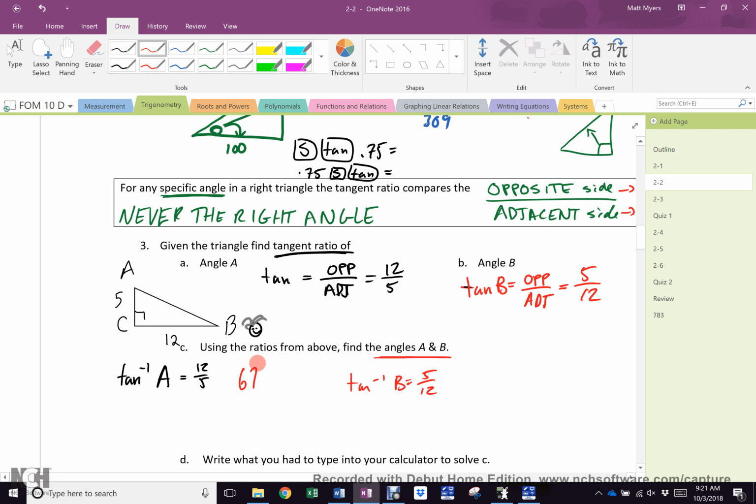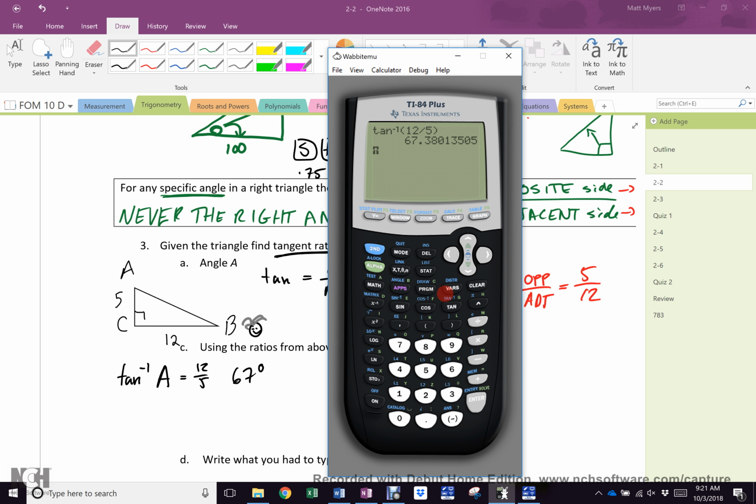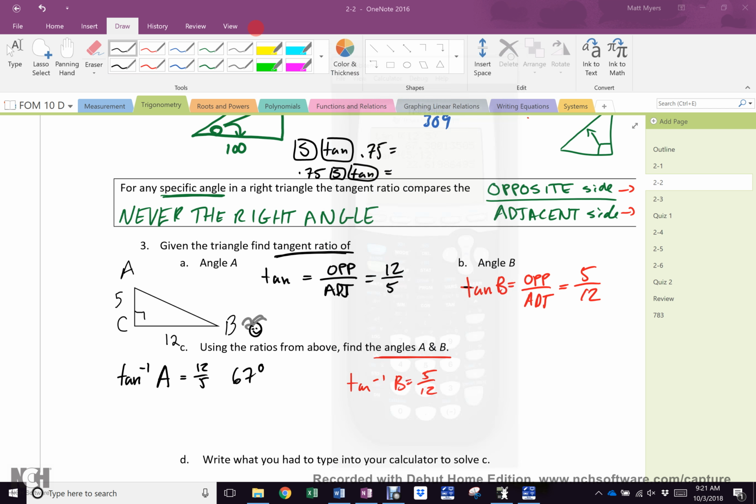67 degrees. Now I go to my calculator. Shift, tan. Is it 12 divided by 5 now? No, it's 5 over 12. 5 divided by 12. Close the brackets. 22.6, so 23 degrees. Can everybody do this? Yep.